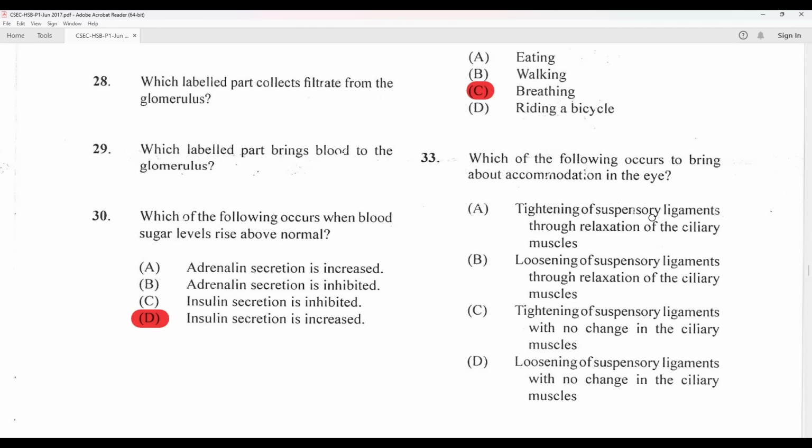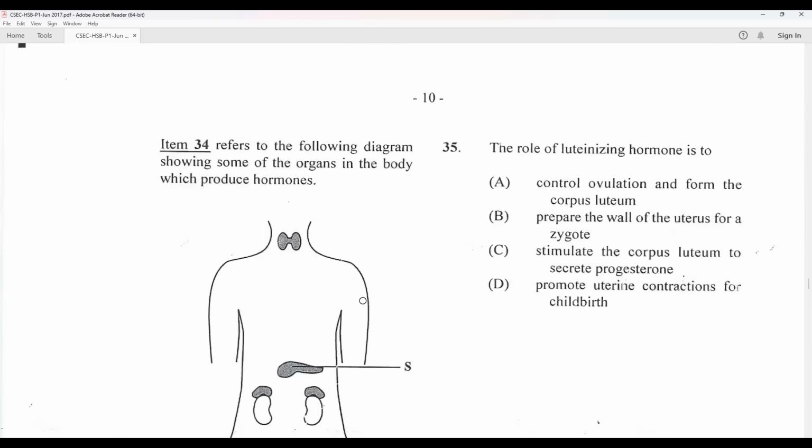Tightening of suspensory ligaments through relaxation of the ciliary muscles. Remember, there are 2 things that work antagonistically. So one contracts, which is tightened, while one relaxes or loosens. Loosening of suspensory ligaments through relaxation, both loosening and relaxation, same thing. So this is out. Tightening of suspensory ligaments with no change. No, there must be a change. They are antagonistic. Loosening of suspensory with no change. No. So the only answer is A, because it works antagonistically with each other. So 33, the answer is A.